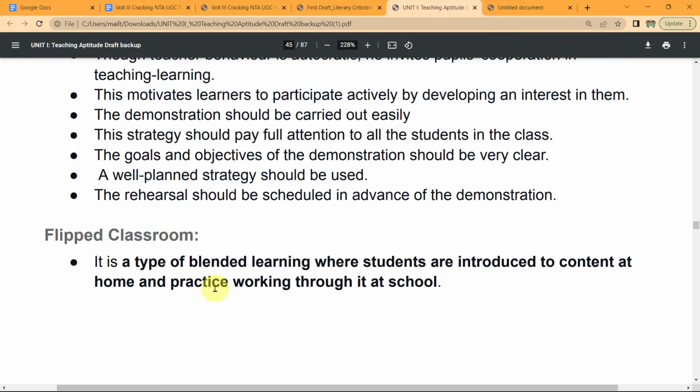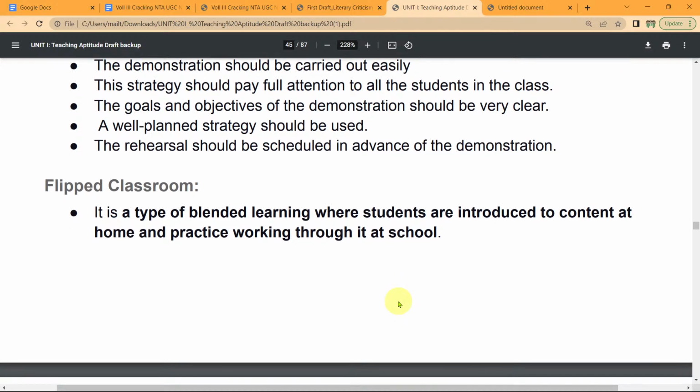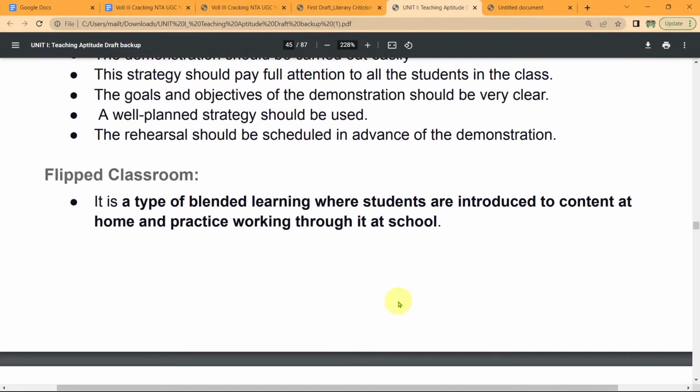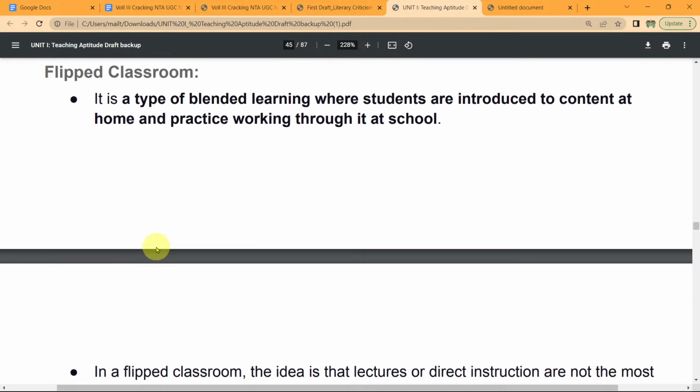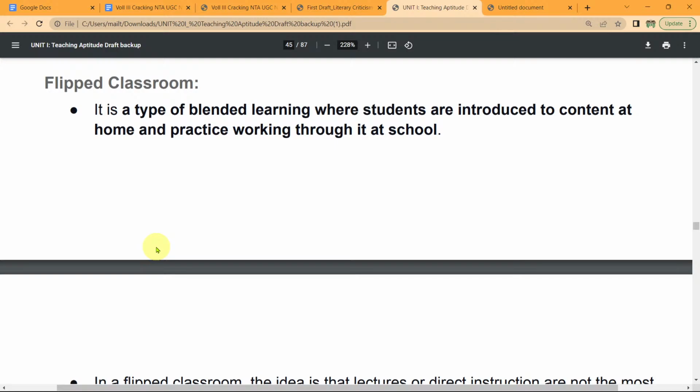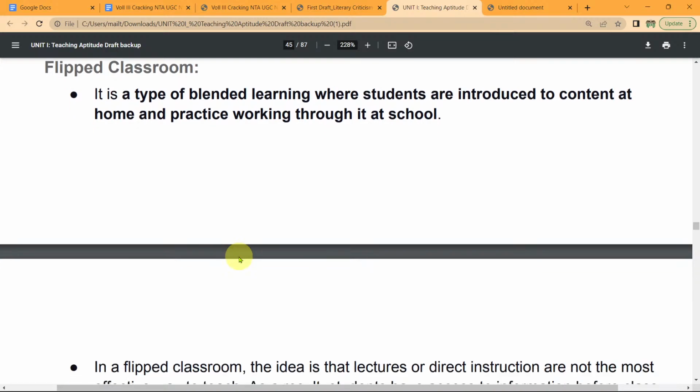And again, another is flipped classroom. Here, the student can learn through blended learning, where students are introduced to the content at home and also practice working through it at school. So that is flipped classroom, where both places play an important role, like in a school or at home. Okay, or it can be online and also offline. So this can be flipped classroom.